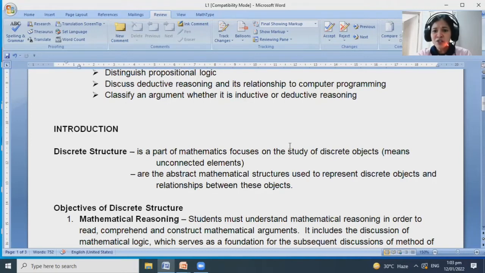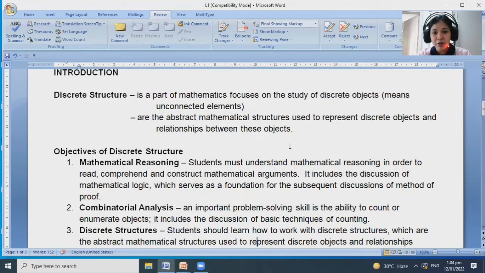Introduction. What is discrete structure? It is a part of mathematics that focuses on the study of discrete objects, meaning unconnected elements. When we say discrete object, we are talking about exact objects, discrete variables like the number of apples in a basket, a dozen of eggs. There is no half egg, there is no 0.2 egg. Always being counted as 1, 2, 3, counting numbers. These are the abstract mathematical structures used to represent discrete objects and the relationship between these objects.